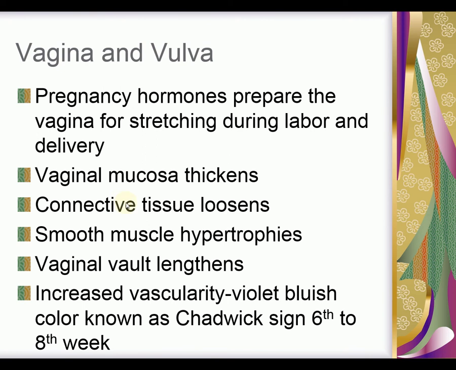So what about our vagina and our vulva? Well, we have all these hormones that are preparing the vagina for stretching during labor and delivery, because all of us who have had a baby definitely know all about that stretching. We also have vaginal mucosa thickening. Our connective tissues start loosening. Thus we have the waddle.